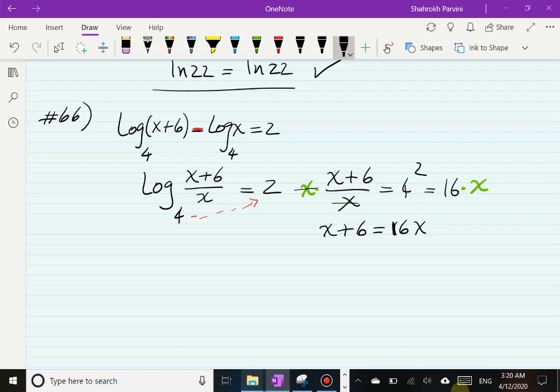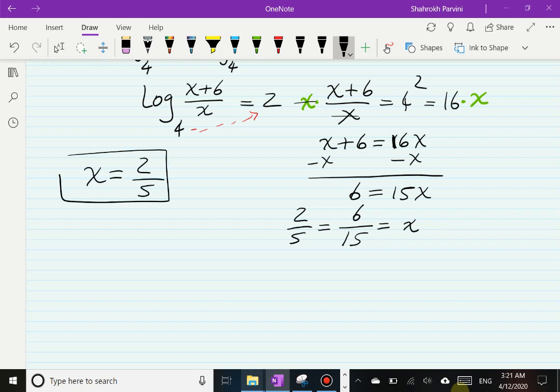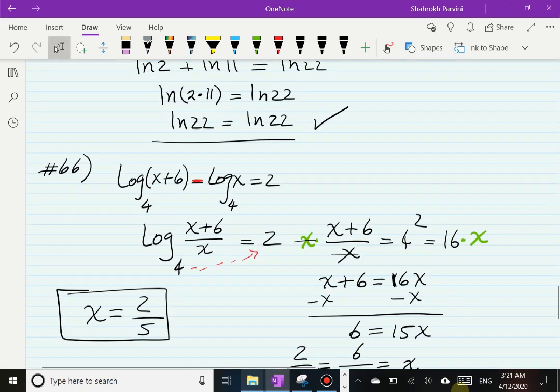That's 16 times x. Let's subtract x from both sides. And this becomes 6 equals 15x. And finally, if I divide both sides by 15, because we want to isolate x, I get 6/15, which reduces down to 2/5, right? Divided 3 from the top, 3 from the bottom. So the potential solution is x is 2/5. Again, it's potential until we check it and make sure it works.